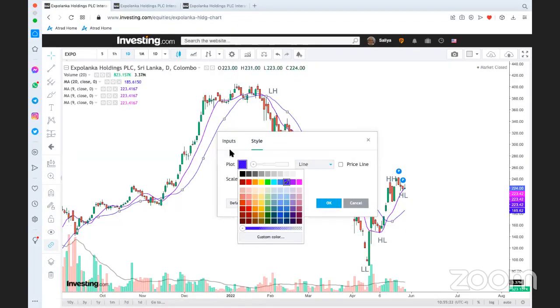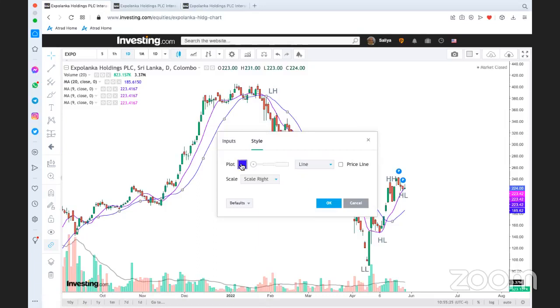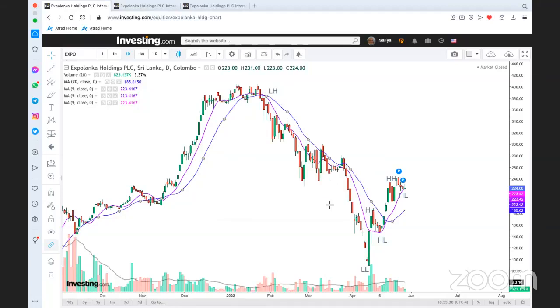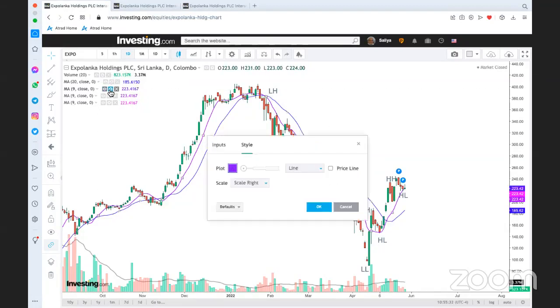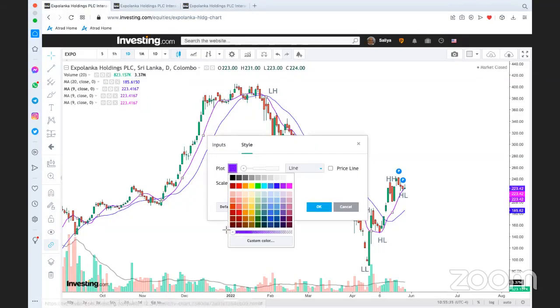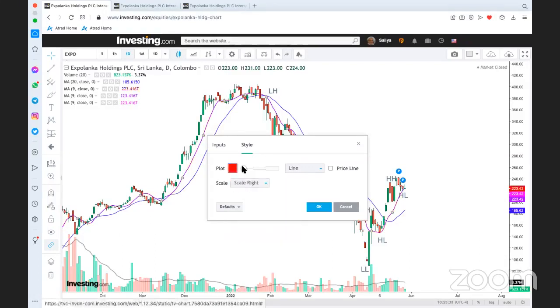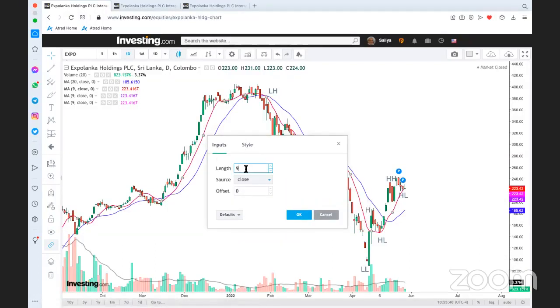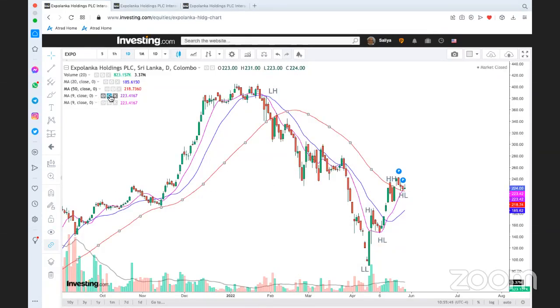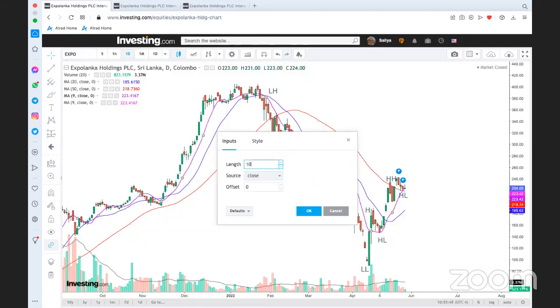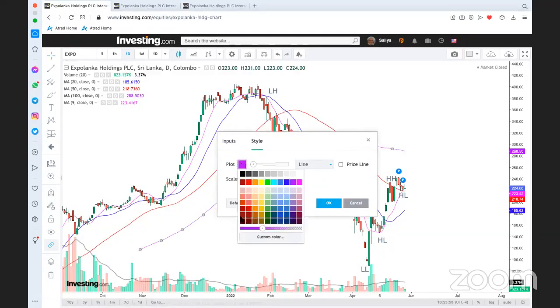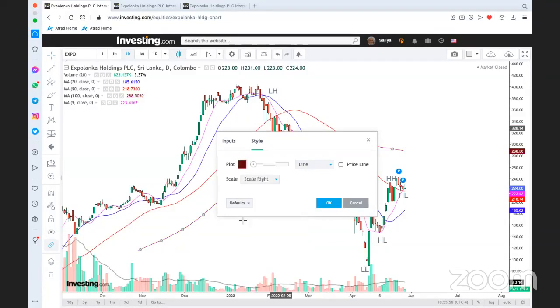and I'll be fine tuning the color. For the 20, I'll be using the same color, the blue color. Then the next one, as I mentioned, is 50. I'll be using red for that, changing the period to 50. Then I'll be using the 100-day moving average. Style. Let's give something like brown.